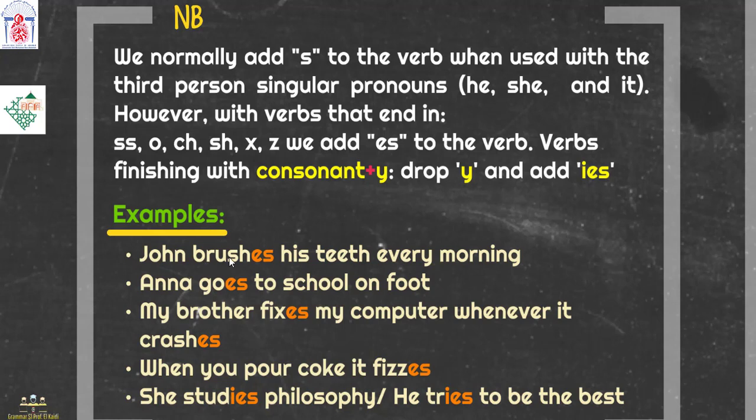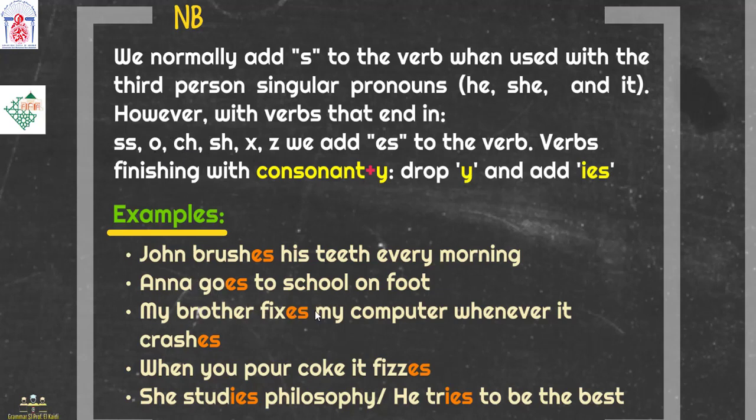Examples. John brushes his teeth every morning. So here we added es, not s, to the verb because the verb brush ends in sh, okay, sh that we have here. So we need to add es. Anna goes to school on foot. Now we added es here because go finishes with o, right?